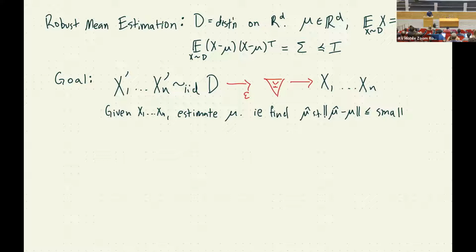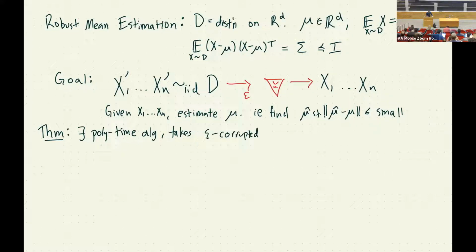So our goal today is going to be to prove this theorem via the sum of squares method. Theorem: there exists a polynomial time algorithm which takes epsilon-corrupted samples, x1 through xn, as long as n is at least some polynomial in d over epsilon.